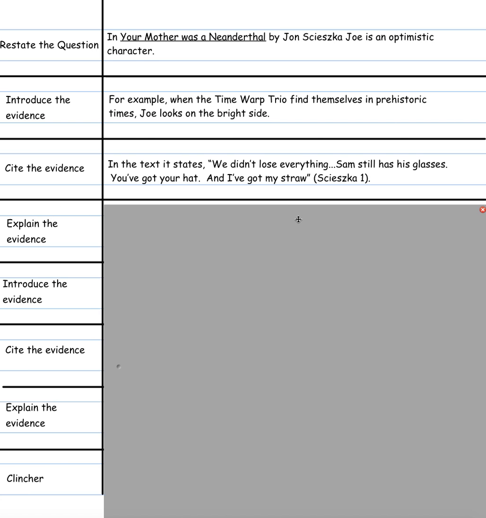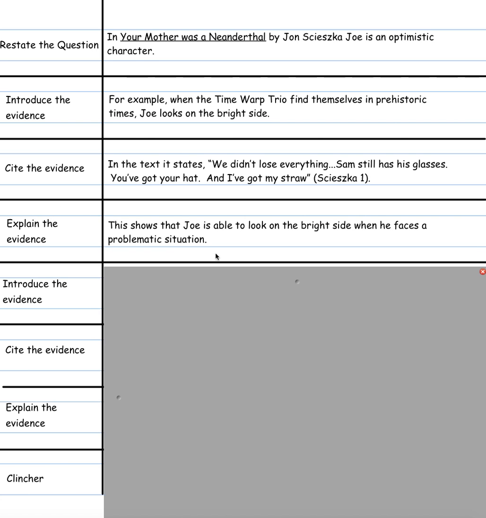Now I'm ready to explain my evidence, and I'm going to use the sentence starter, this shows. So this shows that Joe is able to look on the bright side when he faces a problematic situation. Now I'm ready to introduce a second piece of evidence. So I want to think back to the book and find a second time that I've seen Joe be optimistic, like it says up here in my claim.